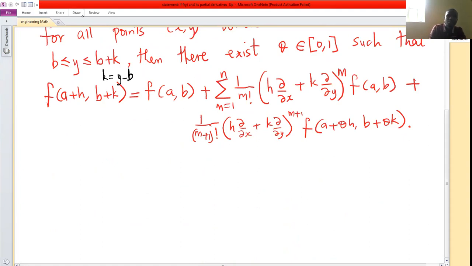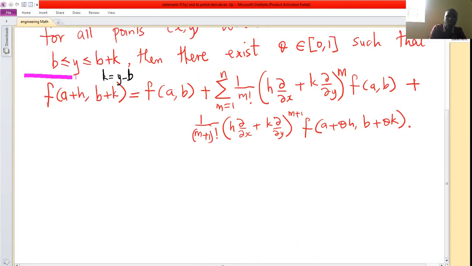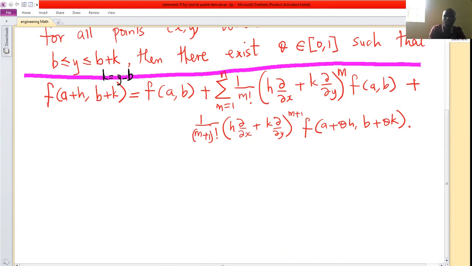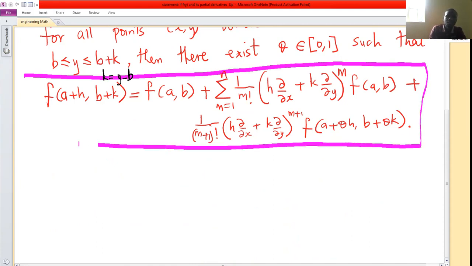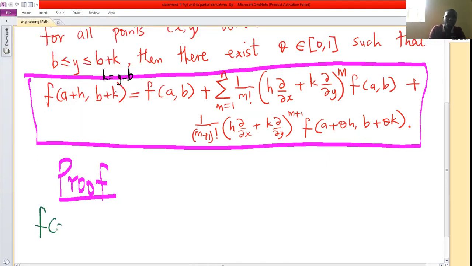So can highlight this. So this is a statement that we need to prove. So proof. So this statement can be written as f a plus h, comma b plus k equals to f at ab.